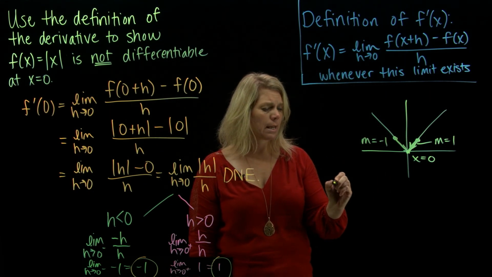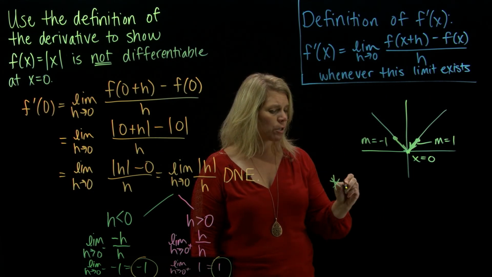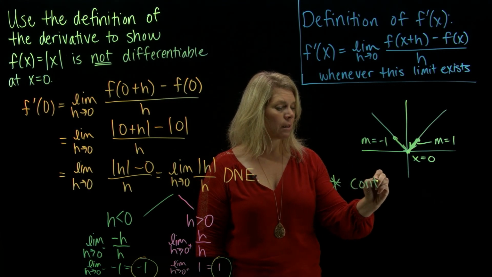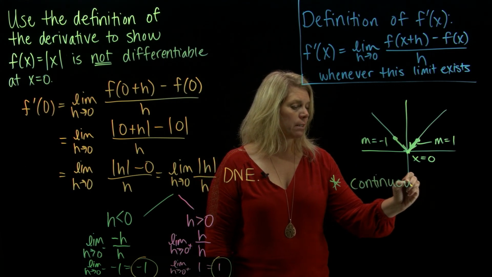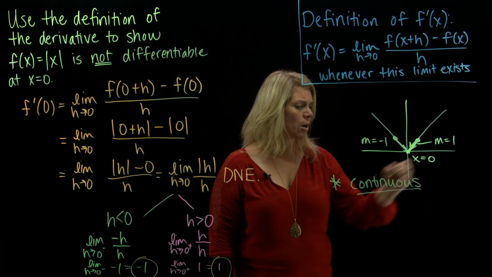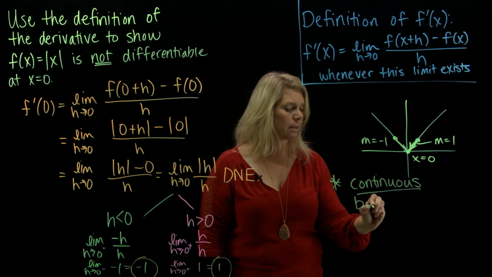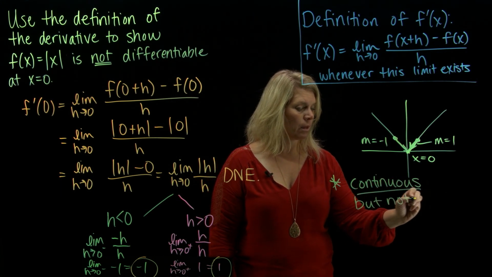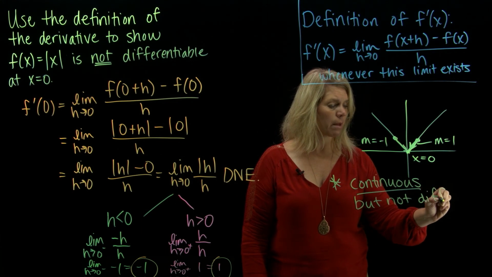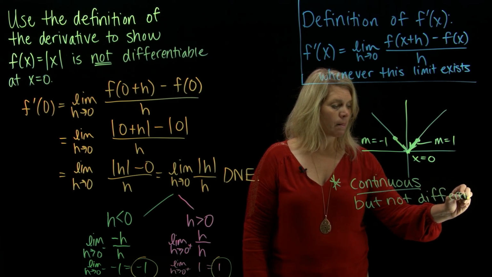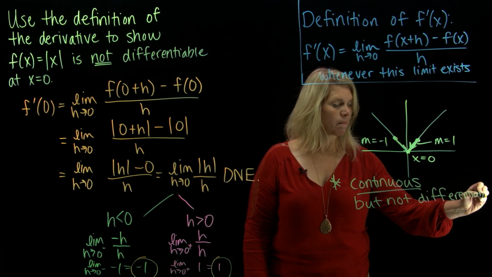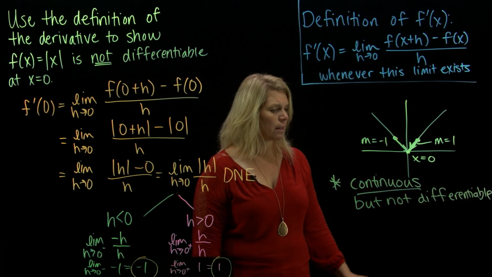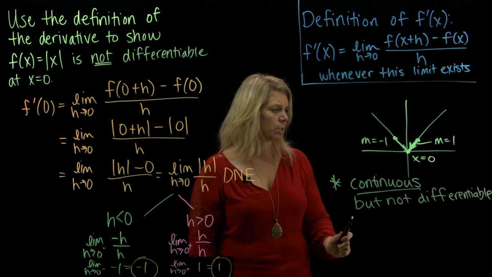This is an important example to keep in mind for a function that is continuous. The graph is connected here, continuous. There are no breaks in the graph, but not differentiable. A lot of students talk about this function when they think about a function that is continuous but not differentiable at a point.